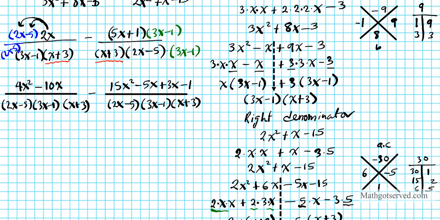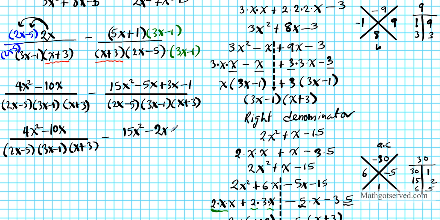Okay, all right, let's bring it down. The left side cannot be simplified any further, so 4x squared minus 10x divided by the factors. We write the factors, which are 2x minus 5 times 3x minus 1 times x plus 3. And then on the right side, we can simplify, right? So minus 15x squared cannot be combined with any like term, so let's leave it alone, 15x squared. Minus 5x plus 3x is negative 2x, minus 1. And that whole thing will be divided by the identical denominator, which is the same as the one on the left. So we can just copy it over. 2x minus 5 times 3x minus 1 times x plus 3.